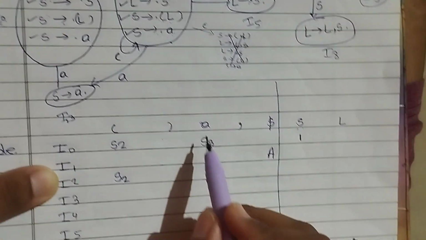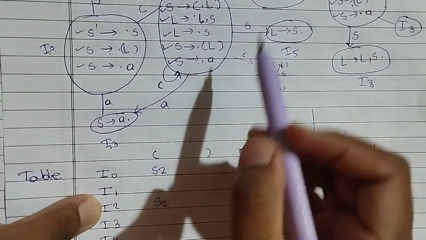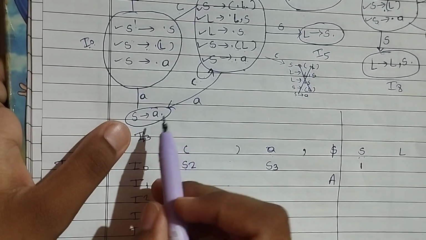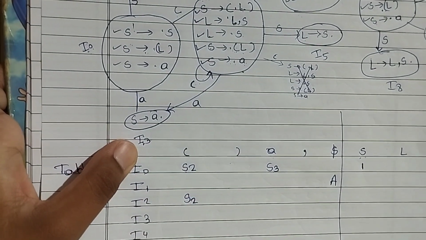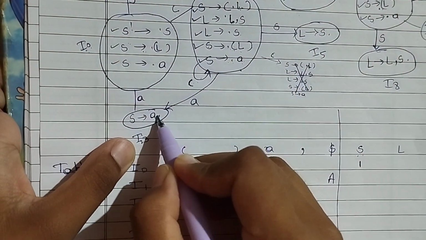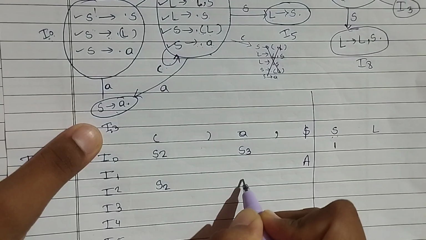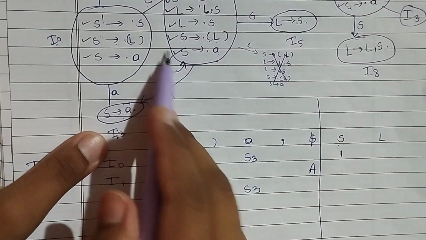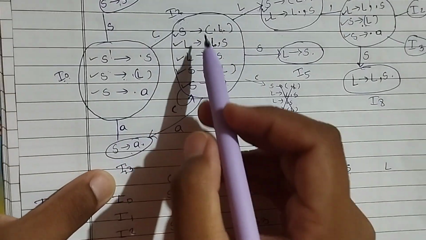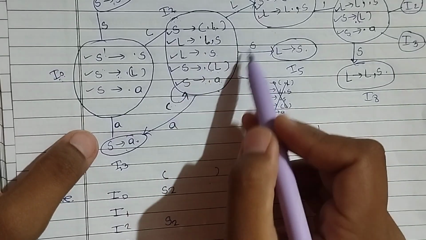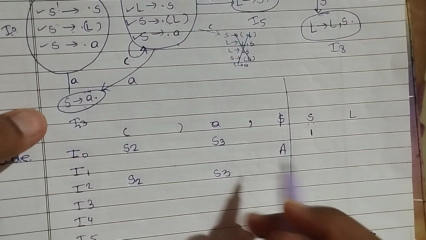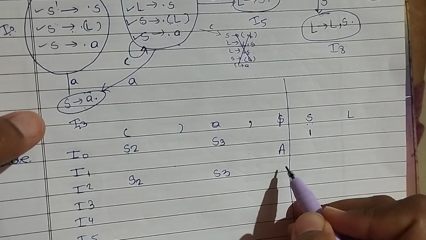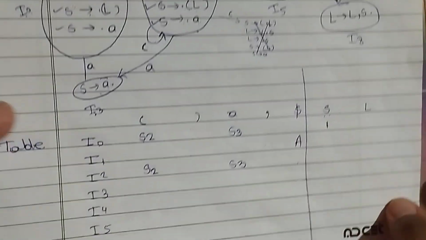Now A. From the I2 state, A goes to the I3 state, and in I3 we write S3, because we shifted A to I3, so this is S3. Now from I2 we see the comma. For the comma we do not go anywhere, so we do not write anything. And now dollar we do not consider, because it is not the acceptance state.